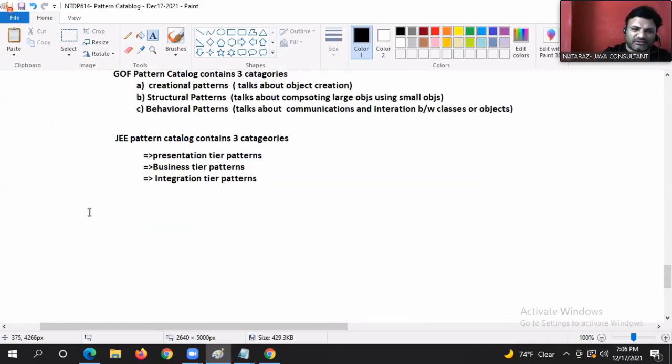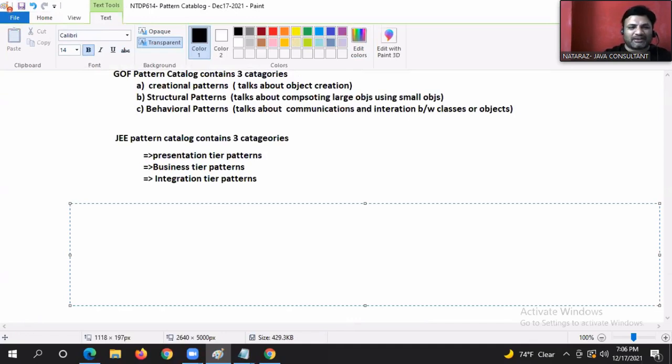Final conclusion is what? Okay, I'll put a diagrammatic representation, guys. Identify problem. Apply best solution. Mark it as candidate pattern. Candidate pattern flow part I am talking, guys. Document pattern in pattern template style.